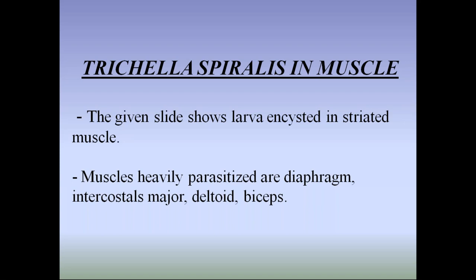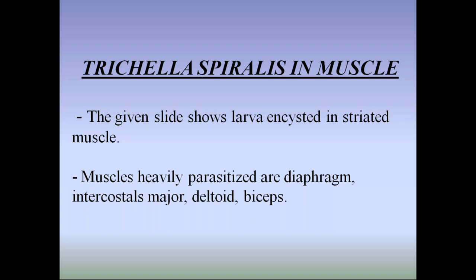The habitat is the skeletal muscles, striated muscles, particularly the muscles heavily parasitized, in particular organs like the diaphragm muscles, intercostalis major, deltoid, biceps muscles, etc. These larval forms are present in the skeletal muscles, the striated muscles.